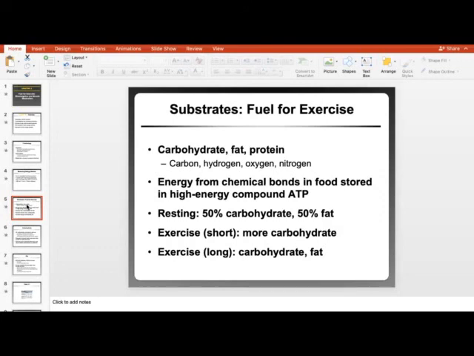All right. So let's get into the types of substrates that we have. We typically are going to burn carbohydrate, fat, and protein. And the amount of carbohydrate that you want to burn in a typical diet is 50% of your diet. 50% of that 2,000 calories should be from carbohydrate. What does that mean? Well, if I have 2,000 calories a day, 1,000 calories should be from carbohydrate.